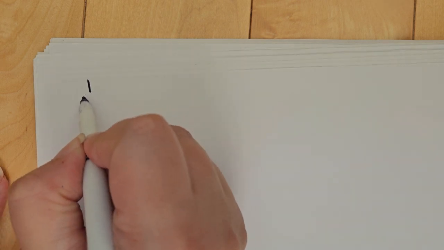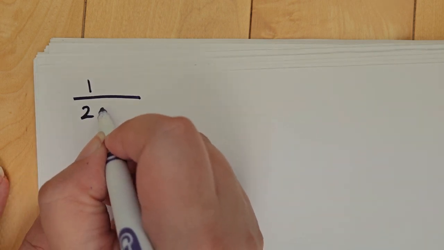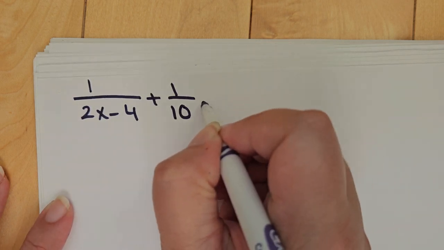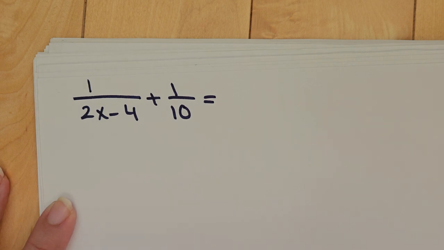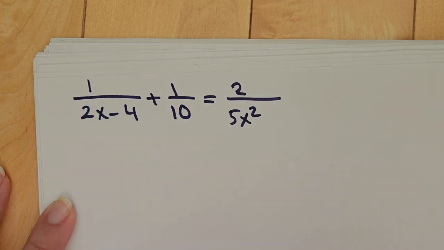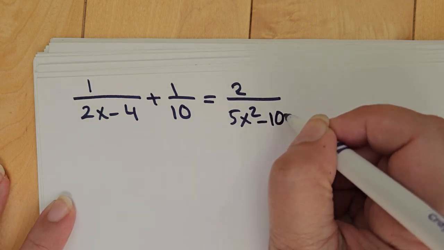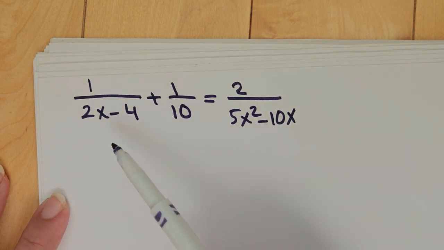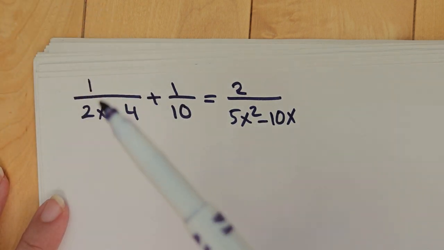Okay, so here, let me write down the question. Okay, 1 over 2x minus 4 plus 1 over 10 equals 2 divided by 5x squared minus 10x. Now I have to solve this. What I can do here, I will first take a look at it, see if you can see any repeating pattern or terms.